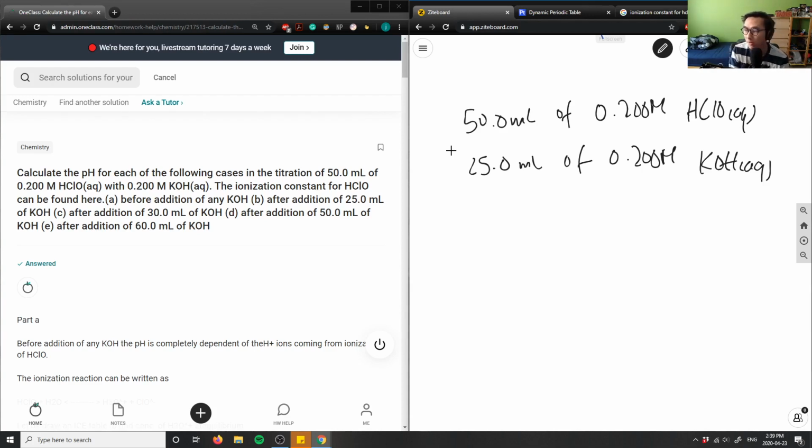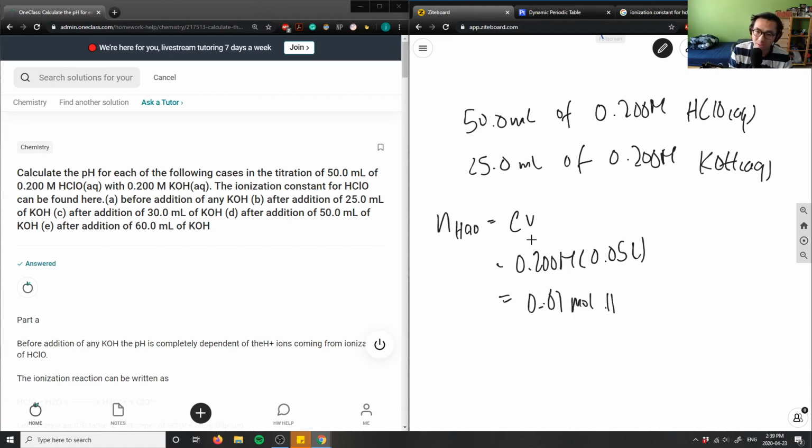I'm going to have a new total volume, right? Because I'm going to add these two volumes together. So let me find the moles of HClO first. Moles would be simply concentration times the volume, right? If concentration equals n over V, then moles equals concentration times volume. So this would be equal to 0.200 times 0.05 liters. I changed 50 milliliters to liters here. 0.2 times 0.05 would give me 0.01. This here would be the moles of HClO.